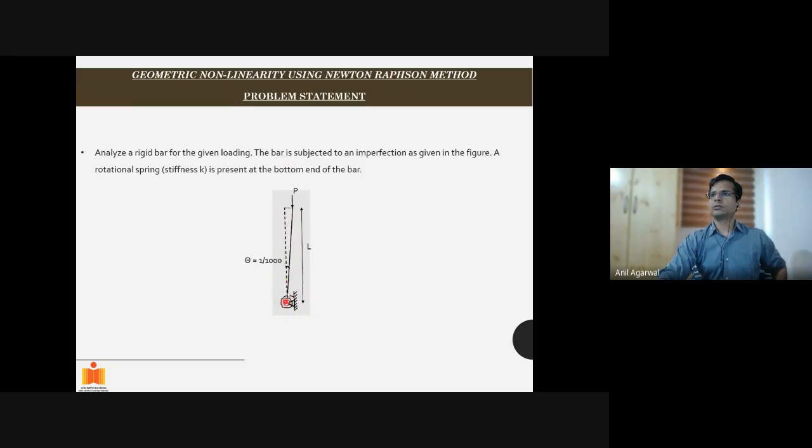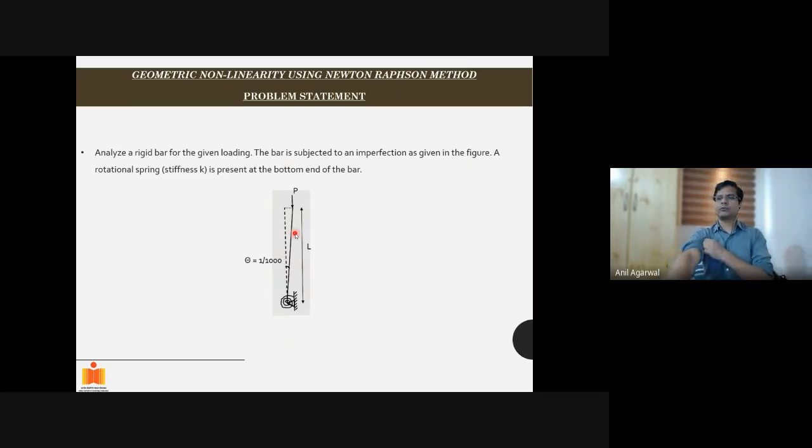However, now since the bar is not vertical to start with, this load is going to introduce some moments here, some moment demand here, right? And that moment has to be resisted by the spring. So we want to see for a given load, how much will be the deformation of this spring, or how much will be the rotation of the bar. The bar can freely rotate.